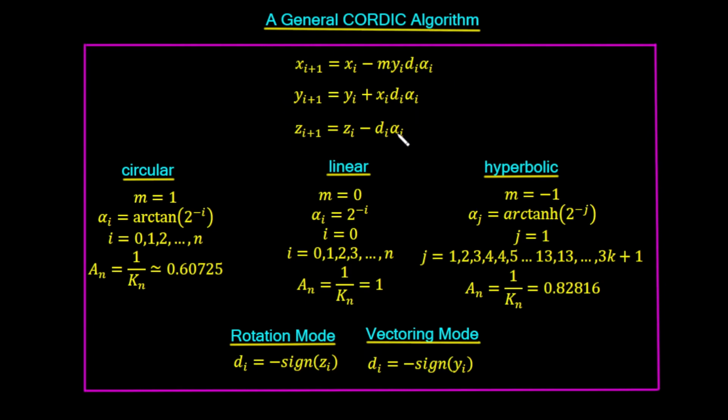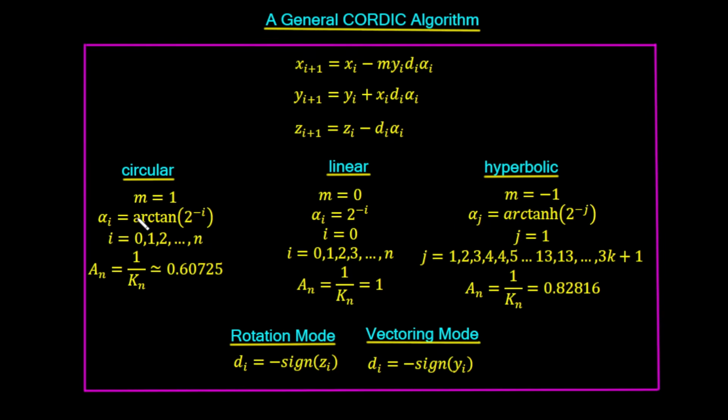general CORDIC algorithm. Now in order to go to circular mode, we set the value of m equal to 1. To go to linear mode, m is equal to 0, and to go to hyperbolic mode, m is equal to -1. Now when we're in the circular mode, the value for our alpha i is arctan 2 to the minus i, and linear alpha i is 2 to the minus i, and hyperbolic we have alpha j, which is equal to arctan 2 to the minus j, and we noted that the value of j is equal to i plus 1.